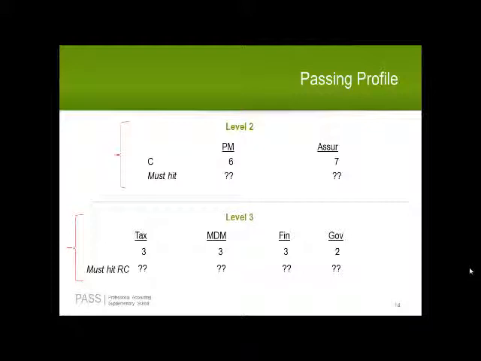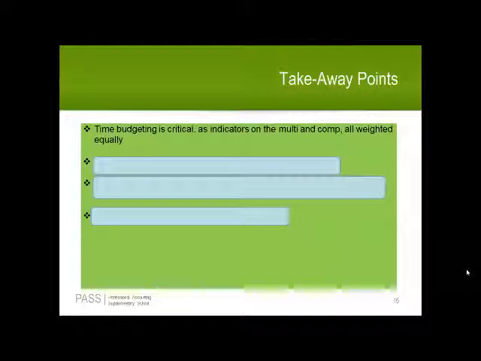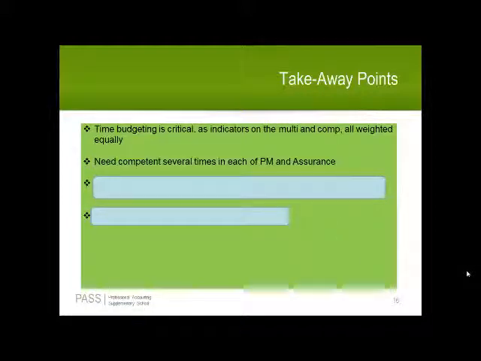So in conclusion, key takeaway points from this video are: time budgeting is critical, as all primary indicators are weighted equally on the multi and on the comp. So skipping a primary indicator because you spend too long in another primary indicator only will hurt you. You must be able to achieve competence several times in both PM and assurance to get through Level 2.